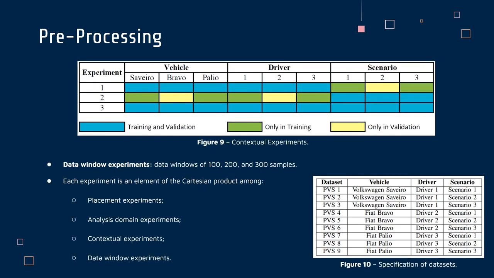Figure 9 makes this division clearer, where some vehicles, drivers, or scenarios appear only in training or validation phase. The last type of experiment was through a data window in order to consider the most adequate number of samples. Windows of 100, 200, and 300 samples were used. Finally, each experiment performed is an element of a Cartesian product among all types of experiments, including experiments by placement, analysis domain, context, or data window.